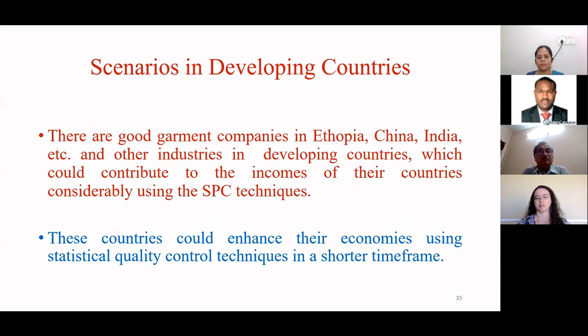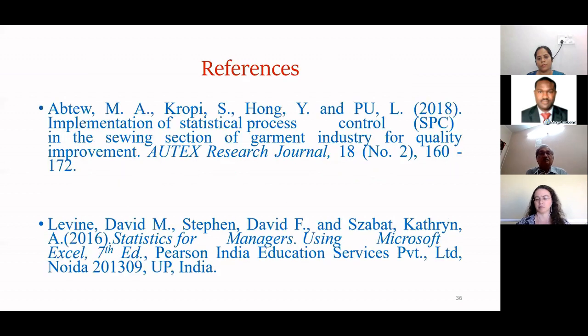There are good garment companies in Ethiopia, China, India, and other countries, and other industries in developing countries, which could contribute considerably to the incomes of their countries using SPC techniques. Those countries could enhance their economies using statistical quality control techniques in a shorter time frame.